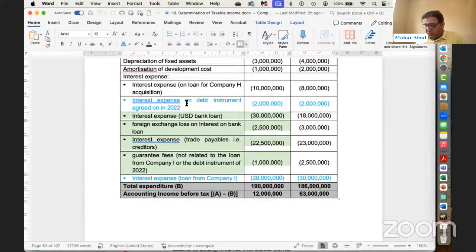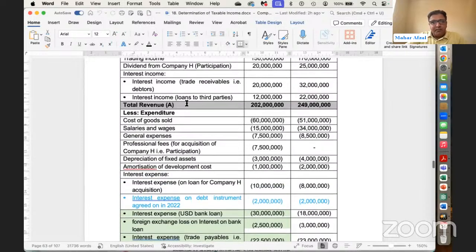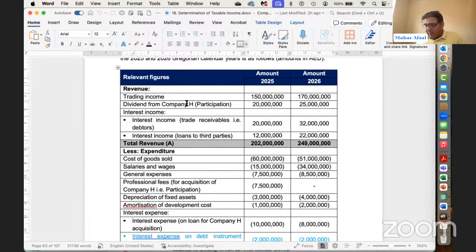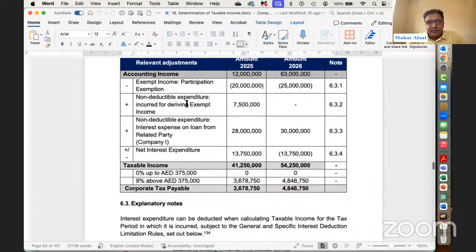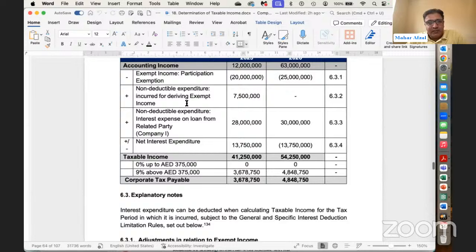So if I'm going through this calculation once again, I'm putting 12 million plus 28 million plus 1 million plus 22,500 plus 2,500 plus 30 million plus 10 million, less 20 million, less 12 million, less 20,250. No. Okay, I'll check this once again to find where I'm making this error.